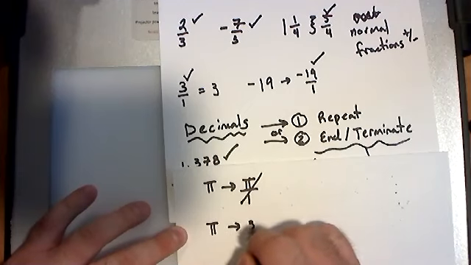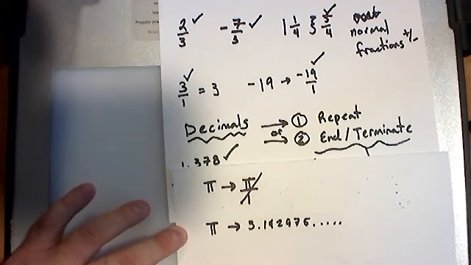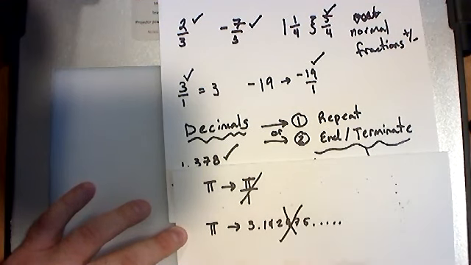What is pi as a decimal? 3.14, and I haven't memorized this, y'all, but, you know, blah, blah, blah, right? It doesn't end. It doesn't repeat. It does not end. So pi is not rational. Am I making sense? Okay, so let's review real quick.